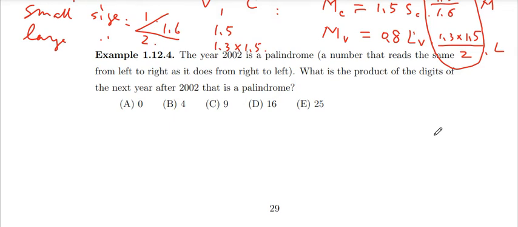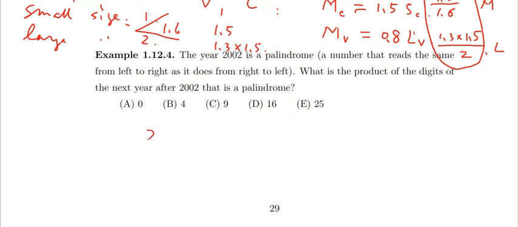Okay, so for this problem, 2002 is a palindrome, so the number reads the same from the left side to the right side and from the right side to the left side. So what is the product of the digits of the next year after 2002? So we just find this set here.